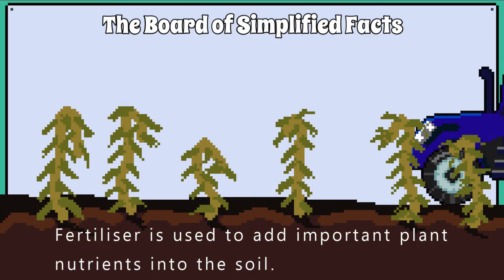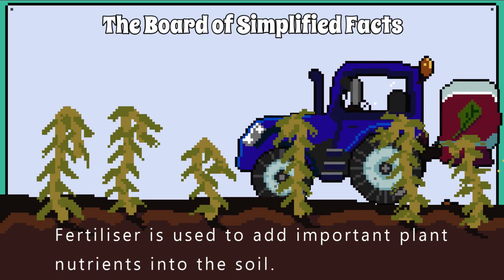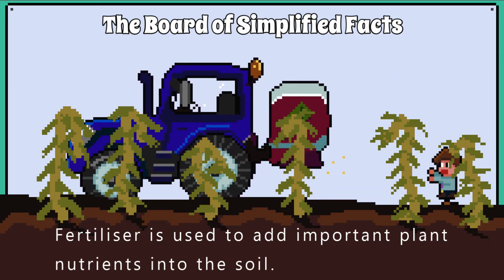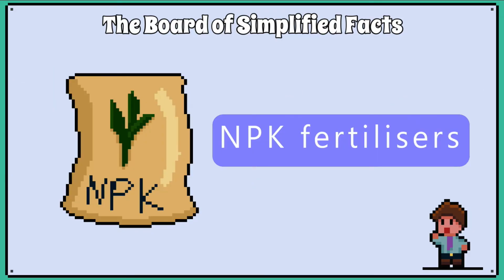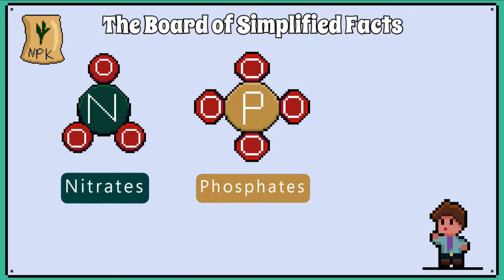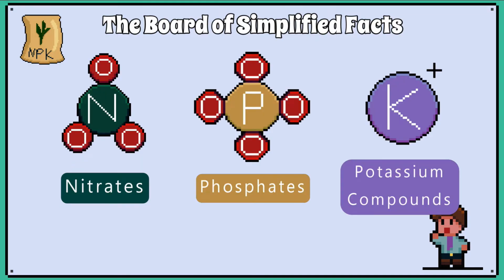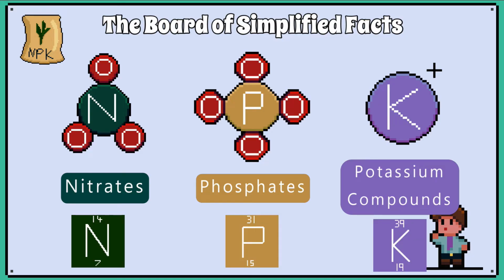Farmers use fertilizer to add important minerals to the soil because plants need these minerals to build the complex molecules they need to survive. NPK fertilizers are used by farmers and gardeners because they contain nitrates, phosphates, and potassium compounds, hence the name NPK. Note, these are the elemental symbols for nitrogen, phosphorus, and potassium.